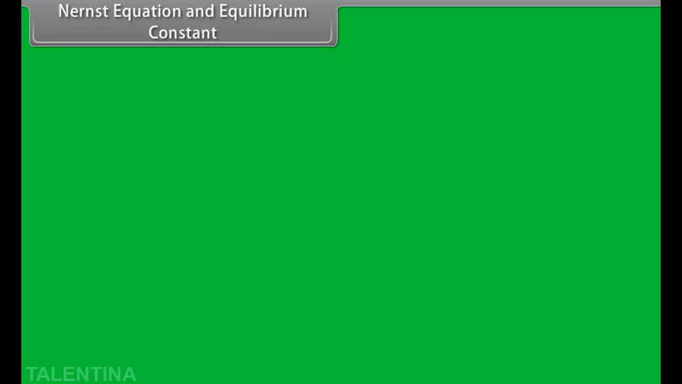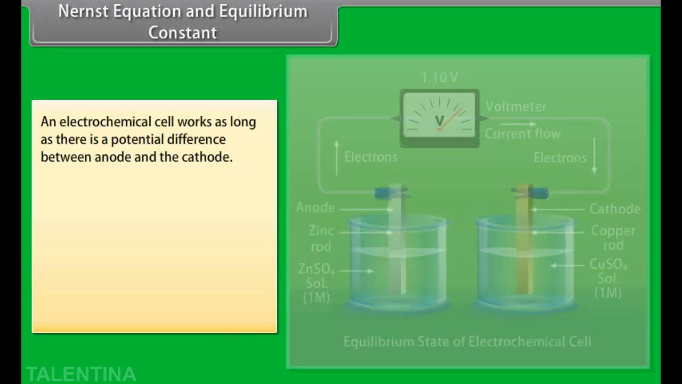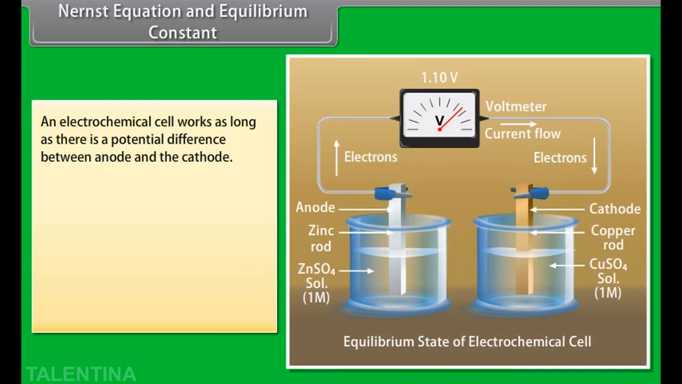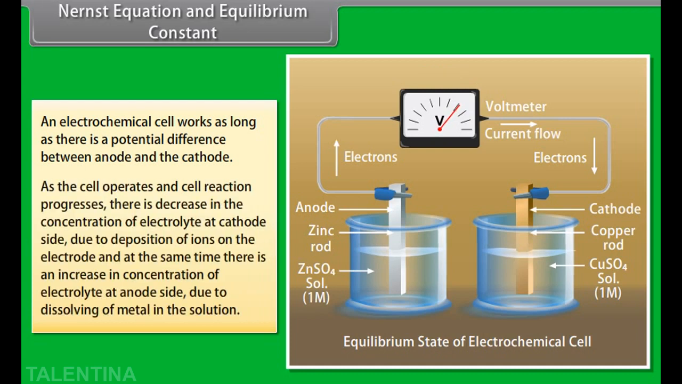Nernst equation and equilibrium constant. An electrochemical cell works as long as there is a potential difference between anode and cathode. As the cell operates and the cell reaction progresses, there is a decrease in the concentration of electrolyte at the cathode side due to deposition of ions on the electrode, and at the same time there is an increase in concentration of electrolyte at the anode side due to dissolving of metal in the solution. Consequently, the electrode potential of the cathode decreases and that of the anode increases with the passage of time.